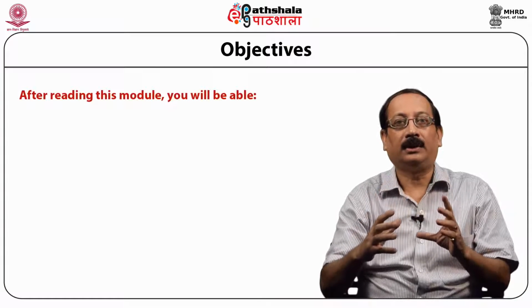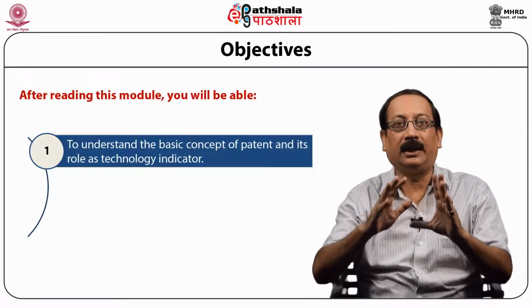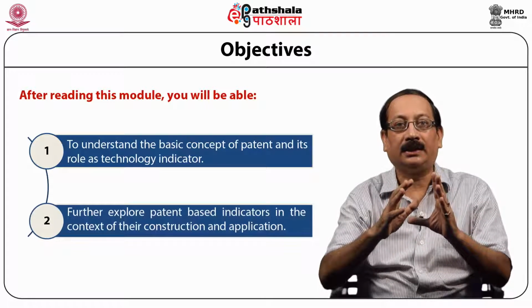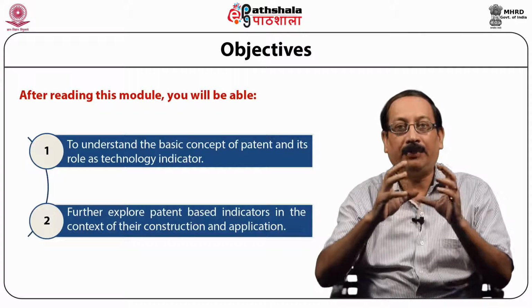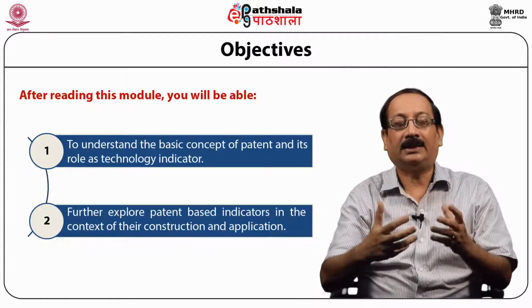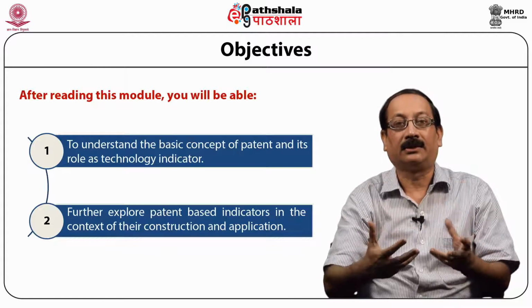We will show the key indicators that can be derived from a patent document and draw examples to highlight the usage of patent-based indicators. The objective of the module is thus to understand the basic concept of patents and its role as technology indicators. We would explore patent-based indicators in the context of their construction and application so that the students have basic understanding and can apply these indicators in their research.